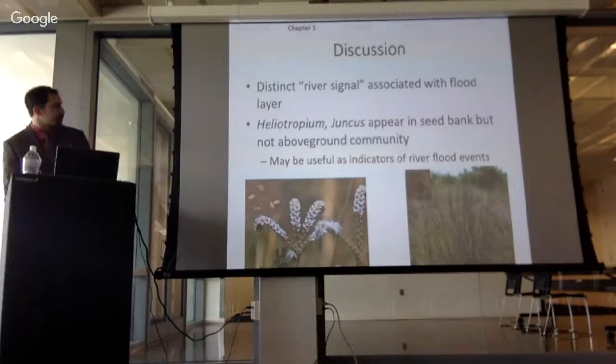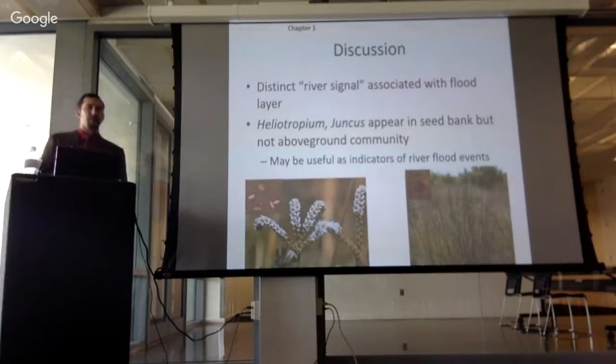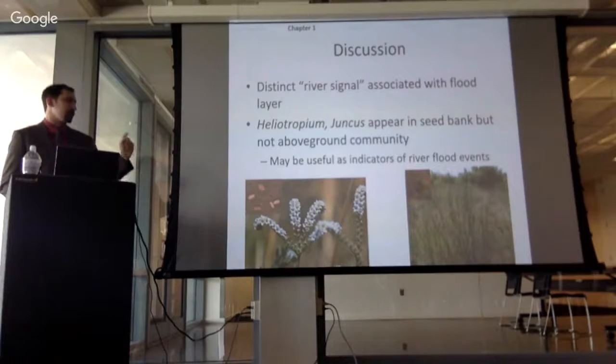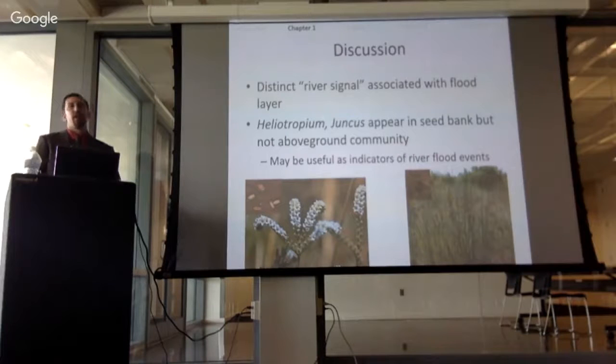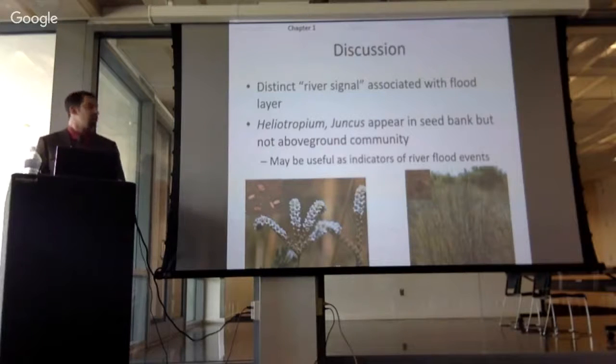A few interesting takeaways. We showed that there's very likely a river signal associated with those two highly dominant but absent above ground seeds, Heliotropium and Juncus. Those could serve as a marker for river floods in other types of systems, not necessarily those two genera, but utilizing seeds that you can determine did not come from within the system, especially in cases where maybe there's not an obvious geological effect, such as grain size.